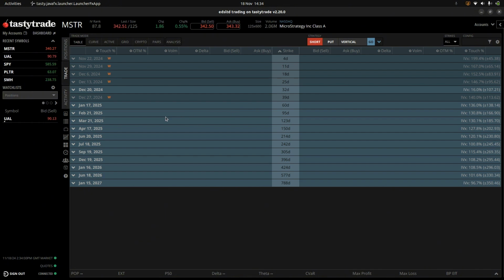I would typically lean towards January 17th because you can get some juicier premiums. However, you will have a more aggressive theta decay with 32 days left on the contract. So let's just lock in January 17th for this example. Either one is fine. And we know that that is going to be 60 days out in time.